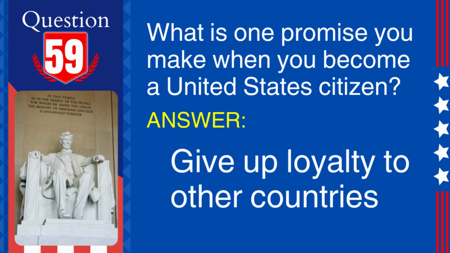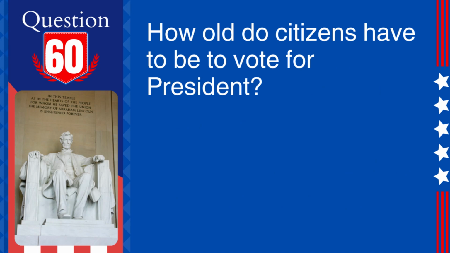Answer: give up loyalty to other countries. Explanation: when becoming a U.S. citizen, individuals promise to renounce prior allegiances to other nations and pledge their loyalty to the United States. 60. Question: How old do citizens have to be to vote for president?